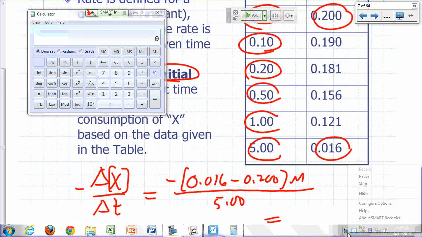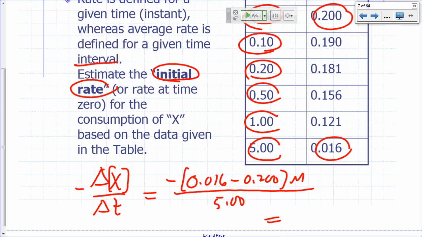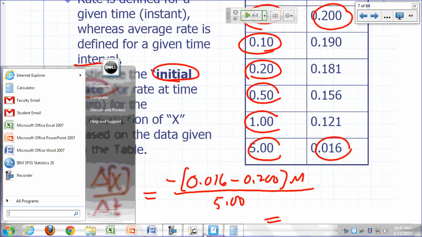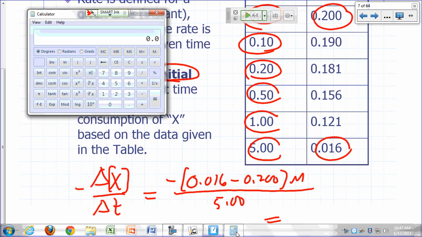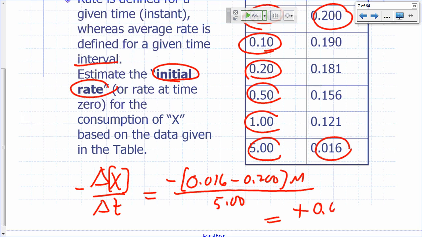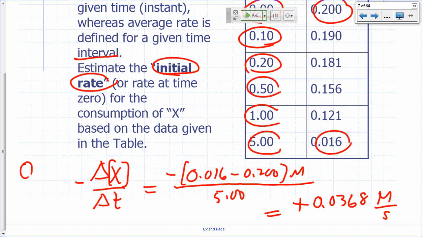Did I capture this? Yeah, I did. Okay. That would be how much? 0.016 minus 0.2. That's 0.184 divided by 5, negative, plus 0.0368 moles per liter per second. That's the average over that 5 interval, right? So this is from 0 to 5 seconds.